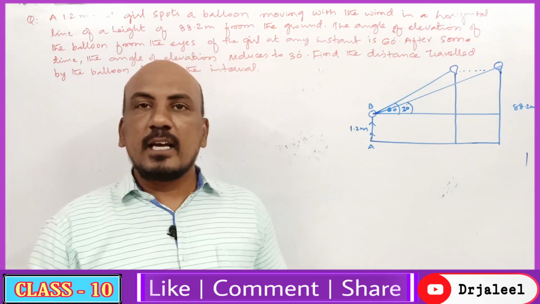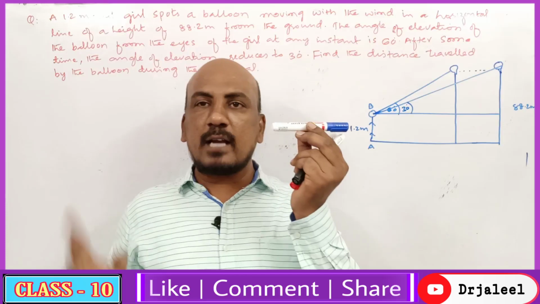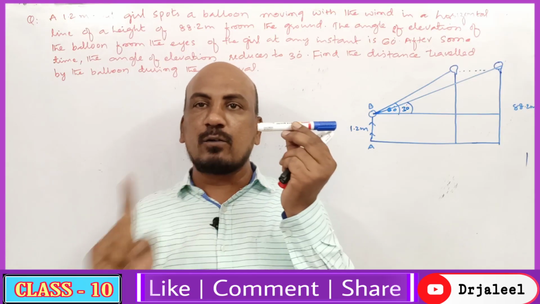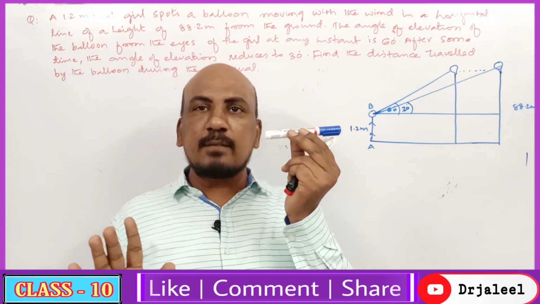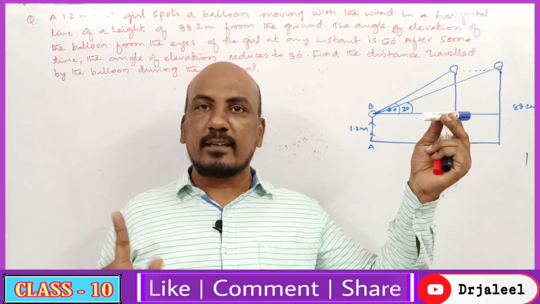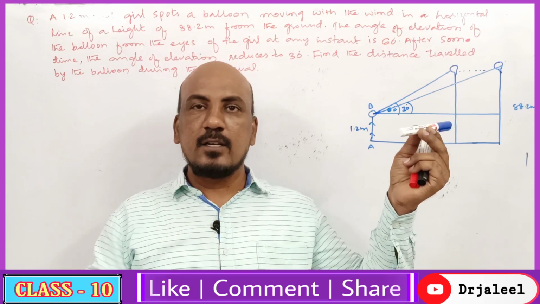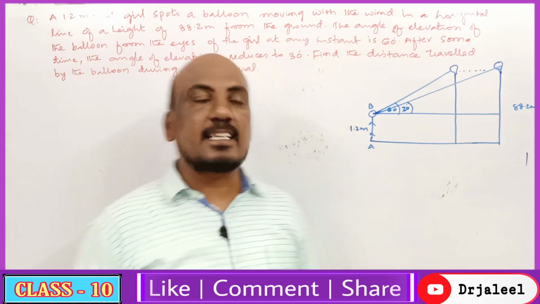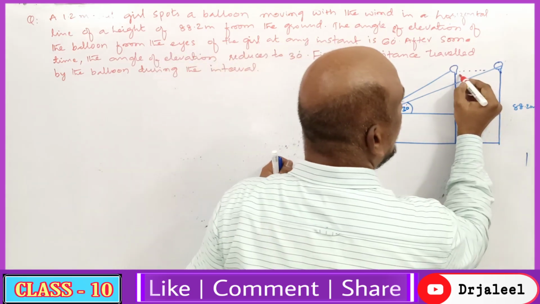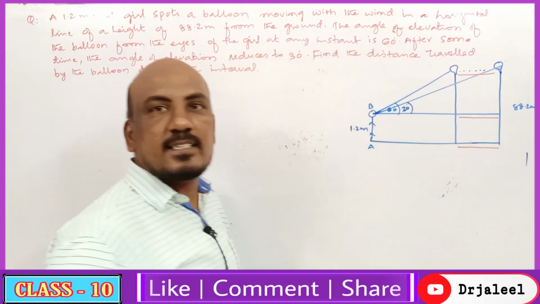Children, here a balloon is moving, right? There is a balloon and a girl observing it. At first the angle was 60 degrees. After some time, the balloon moves forward, so the angle of elevation changes and reduces to 30 degrees. So what exactly are we asked to find? The distance the balloon moved: this or this or this, all these distances are the same.